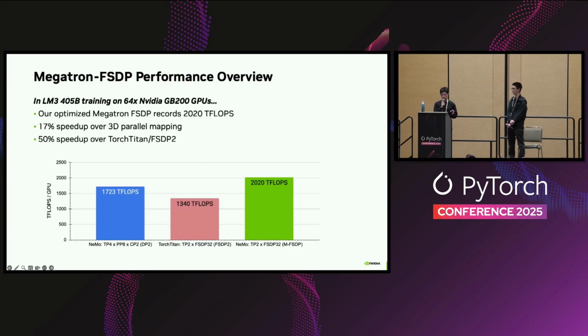So I went through all the techniques we did, and let me close the performance section by revisiting the performance result that I showed at the beginning. We basically achieved 2020 teraflops using all the techniques that I talked about today. That is about 70% speedup over the best 3D parallel mapping and 50% speedup over our baseline FSDP. Right, that's about the performance section.